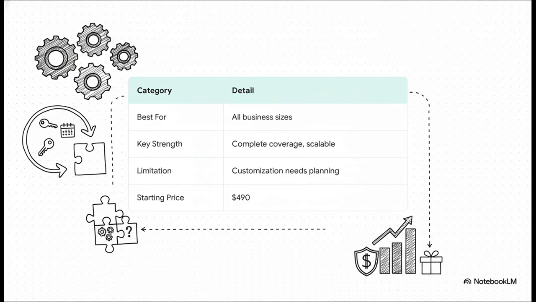Zipper is great for pretty much any business size. Its biggest strength is that it covers the entire rental process right out of the box, and it's built to scale up as you get bigger. The only thing to remember is that if you need some really unique features, that customization will take a little planning. But with a starting price of just $490, that is a seriously strong value proposition.